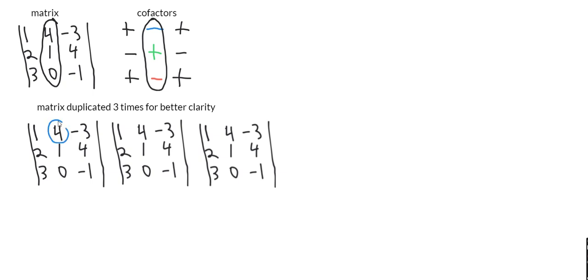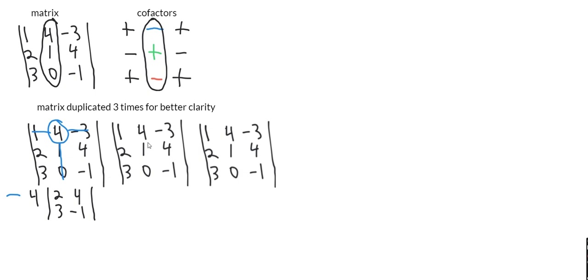So the first number there is a 4. We're going to cross out the row and the column that 4 is in. The cofactor for that position is minus. So minus 4, and then what's left is what's not crossed out. That's going to be your minor, 2, 4, 3, negative 1.